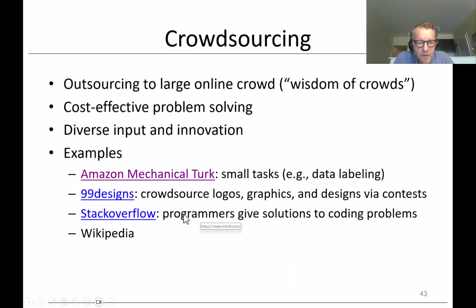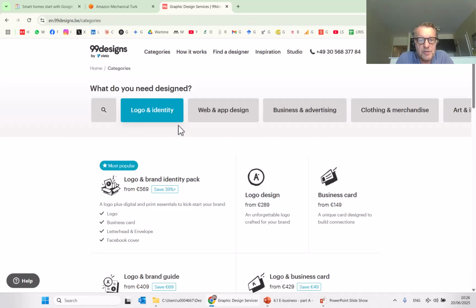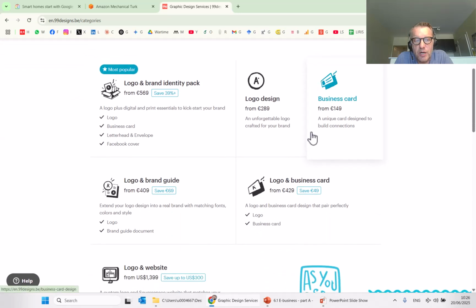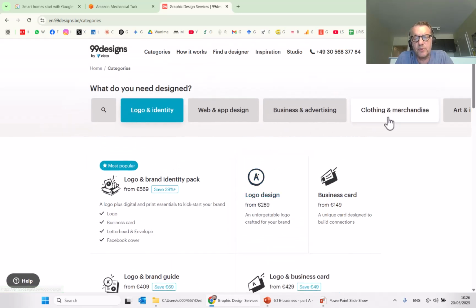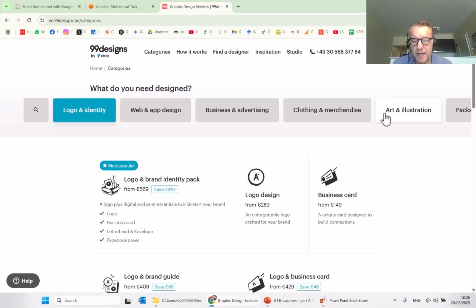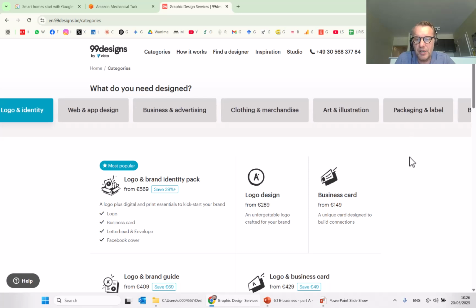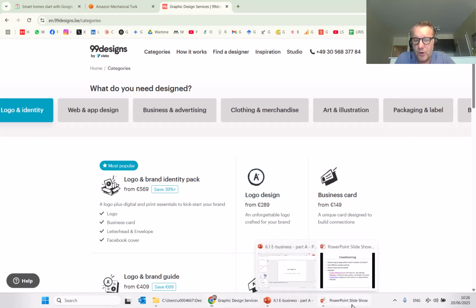99designs is used to crowdsource logos and graphics. It's another crowdsourcing platform. I'll just click it as well. Let's have a look at the categories. Here it allows us to create logos, web and app designs, and all kinds of advertisements. I used it before to design a logo for one of the firms that I worked with. So that's a crowdsourcing business for logos.